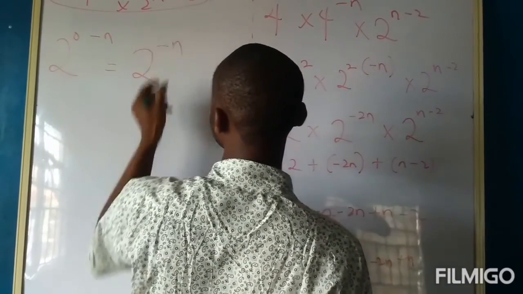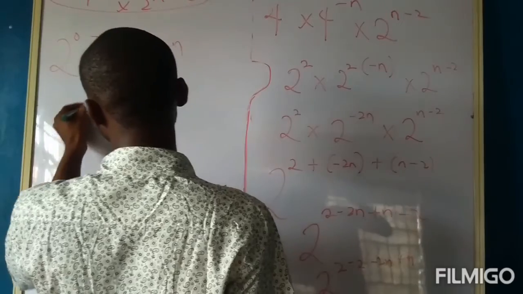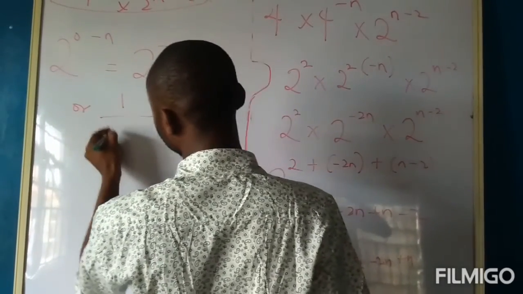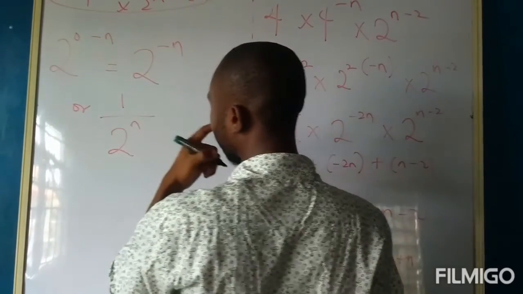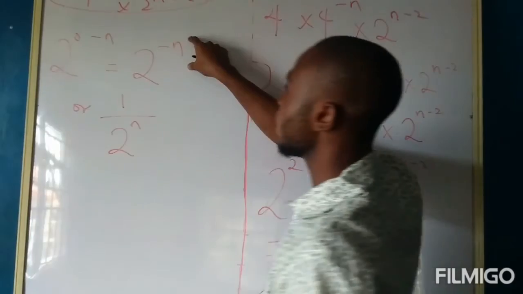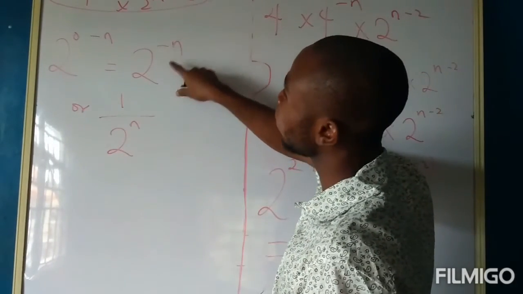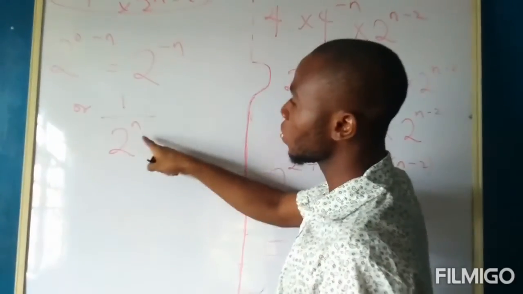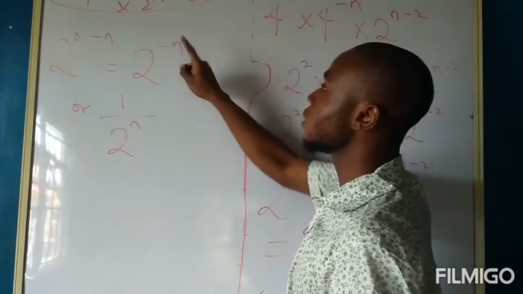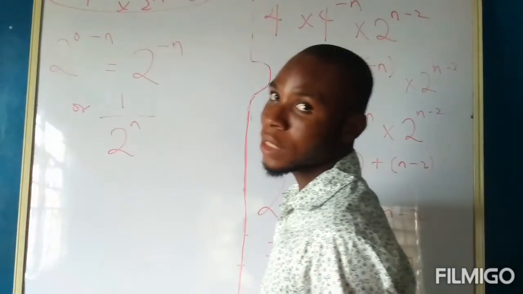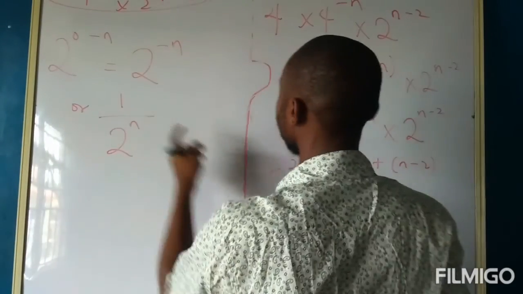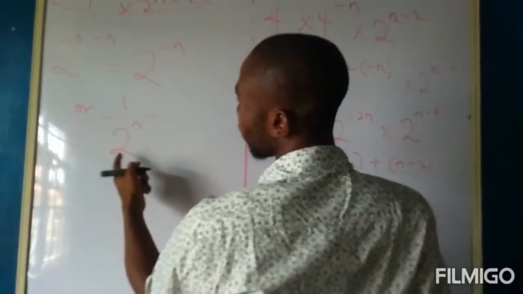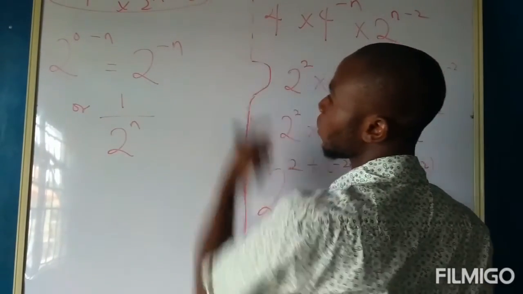2 raised to minus n, which can also be written as 1 over 2 raised to n. This is from the inverse law. Whenever you have a number that is raised to a negative power, that number is going to be an inverse, raised to the integer behind the negative sign. So the solution to this question is 1 over 2 raised to n, or 2 raised to minus n.